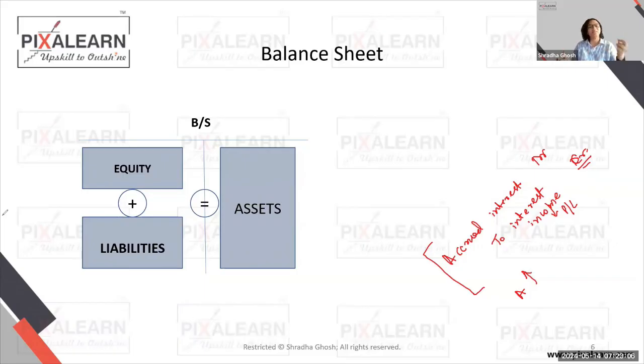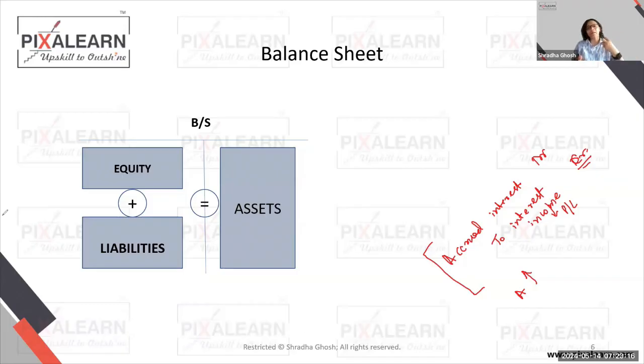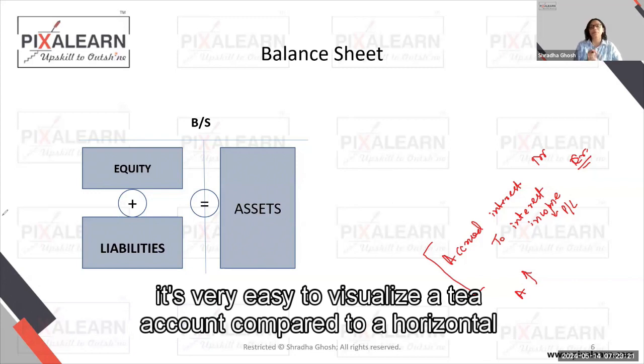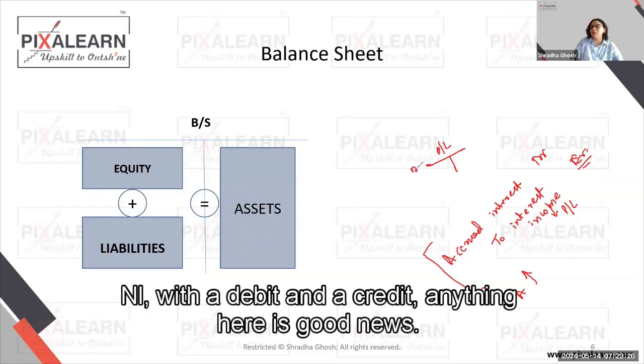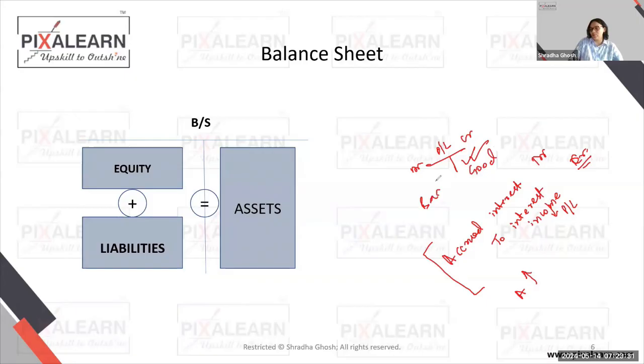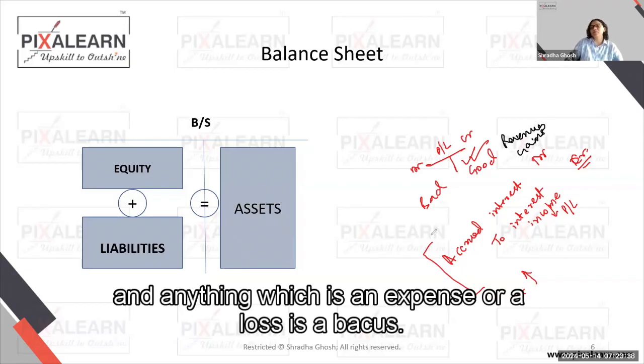So what is good news? Gains and revenues. So it goes to the credit. And what is bad news? In the CPA exam, they don't use a lot of T accounts, but somehow I feel as a base, a T account is very easy to visualize compared to a horizontal account. Okay. So always, if you can visualize a P&L with a debit and a credit, anything here is good news, anything here is bad news. So what is good news here? We can have items like revenues and gains, which are good news. And anything which is an expense or a loss is bad news.